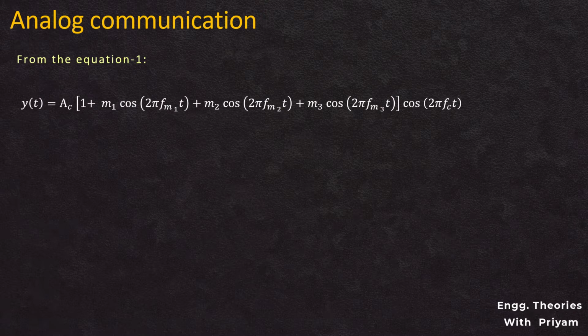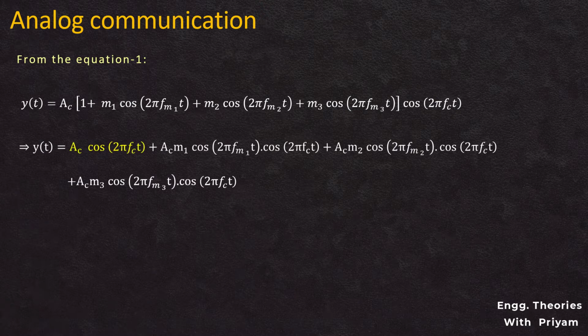So the equation of the amplitude modulated signal from equation 1 looks like this. Now remove the bracket and multiply Ac and cos 2 pi fc t with every term. Finally, multiple tone amplitude modulated signal can be given by, identify this as equation number 2. Here the first term is Ac cos 2 pi fc t, which is the carrier signal. The second term, Ac into m1 into cos 2 pi fm1 t into cos 2 pi fc t, is the equation of the first sideband, and Ac into m2 into cos 2 pi fm2 t into cos 2 pi fc t and Ac into m3 into cos 2 pi fm3 t into cos 2 pi fc t are the second and third sideband.